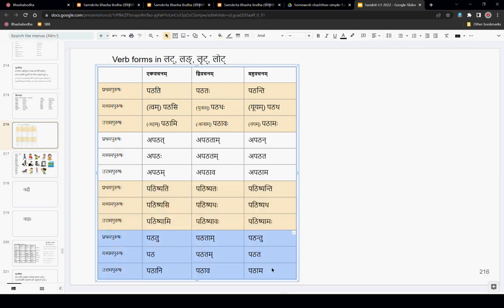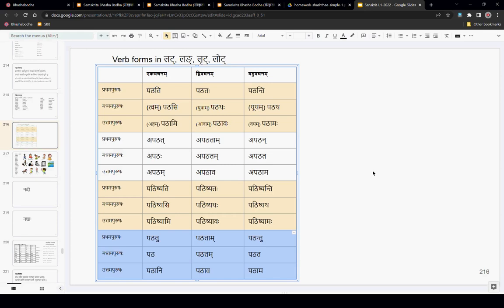Now, there is one more table here for the same dhatu. This is not a kala. These forms are pathatu, pathatam, pathantu, patha, pathatam, pathata, pathani, pathava, pathama. These are used in imperative mode, like in English, which is like ajna, do this, do that, instructing somebody. So in that meaning, these forms are used in Sanskritam.